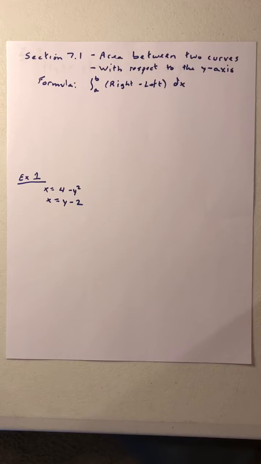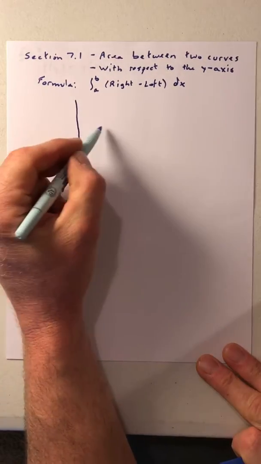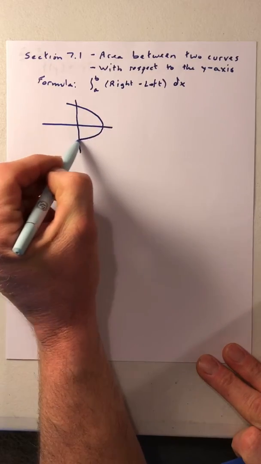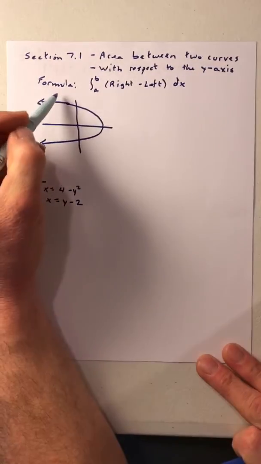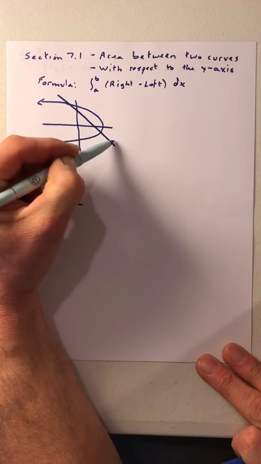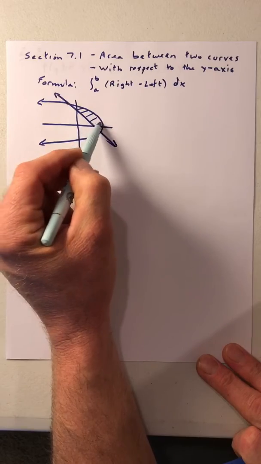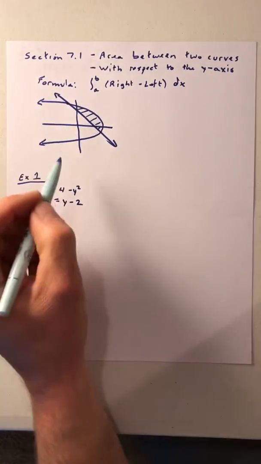In today's lesson, section 7.1, we're again going to look at the area between two curves, but now we're going to take it with respect to the y-axis. So what is that going to look like? Now we're going to have a graph. Maybe we'll have our graph looking like a sideways parabola, and then a linear function coming through it. Maybe something like that. Notice now we've got a region created between those two graphs.